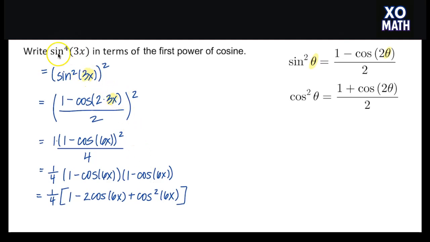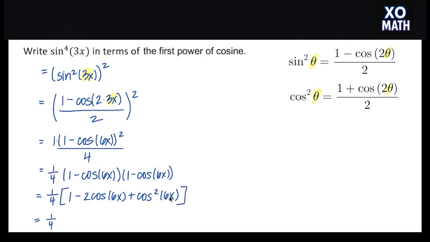So far, we have gone from a sine function raised to the fourth power down to this expression that is all in terms of cosine now, but not cosine to the first power. We still have a cosine squared involved. So what we're going to do is apply the other power reducing identity that we haven't used yet, the one that involves cosine squared. And in the place of theta is going to be 6x. So the rest of the terms are going to stay the same.